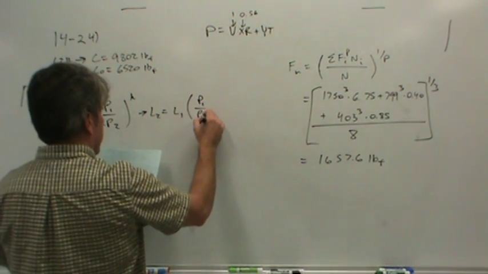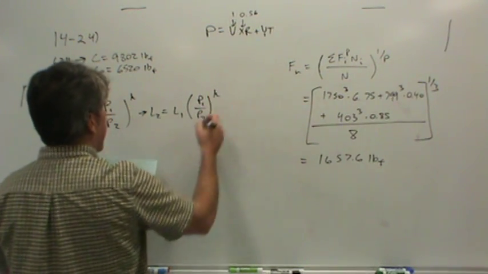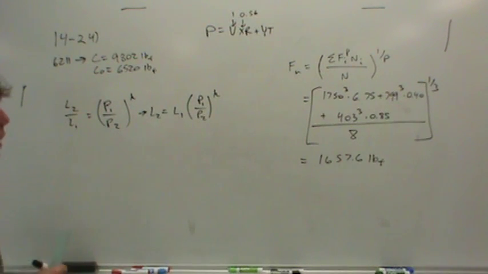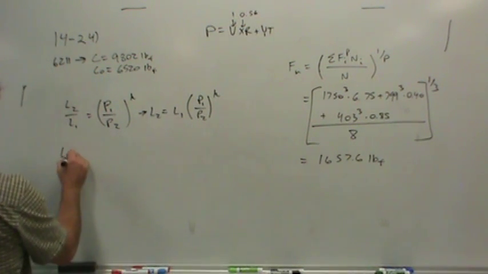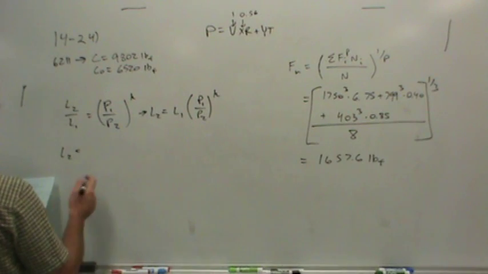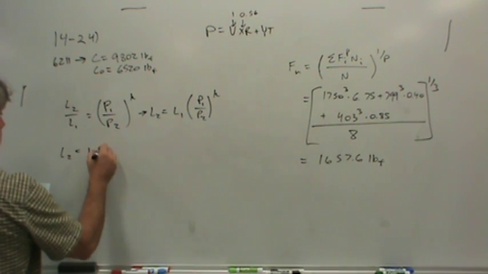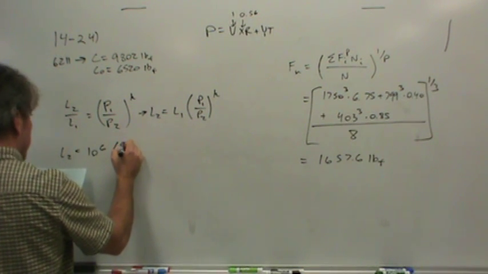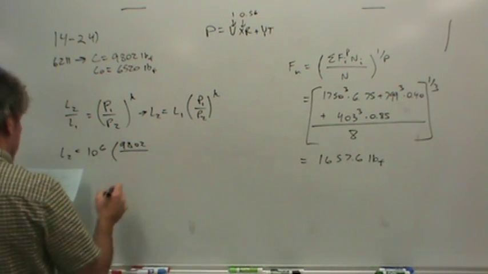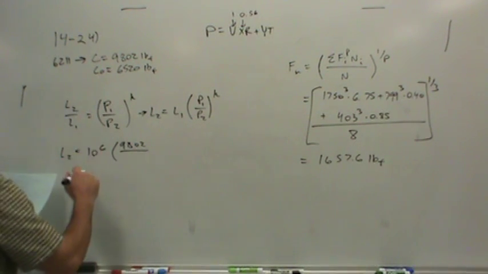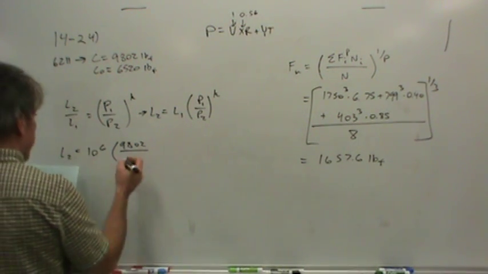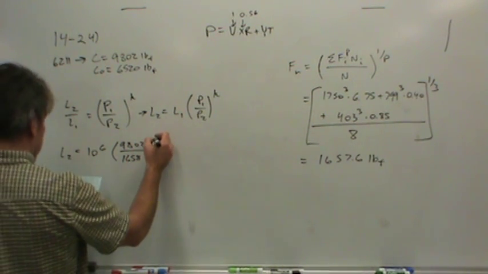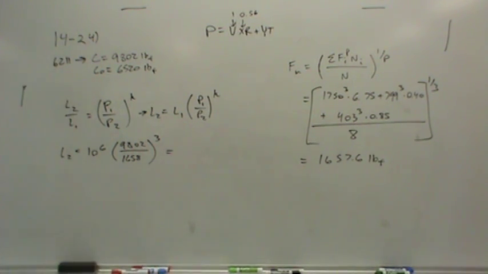But I'm going to rearrange this and solve for the life of the bearing, given that it's not running at 9802 pounds force. Okay, so L2 then is equal to the life, the standard life is 10 to the 6, a million revolutions, multiplied by P1, which is 9802 pounds force, that's the standard load on the bearing, divided by, and let me just round this to 1658 pounds force. So that's raised to the 3rd power. So let's see how long this lasts.